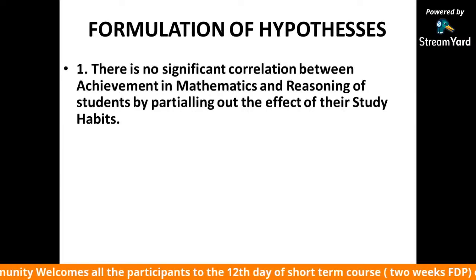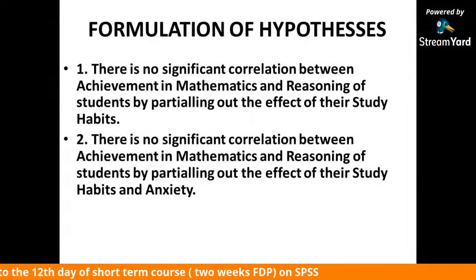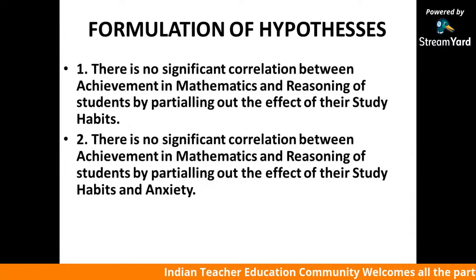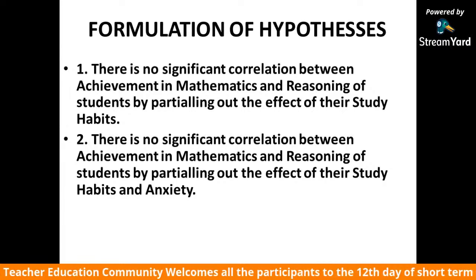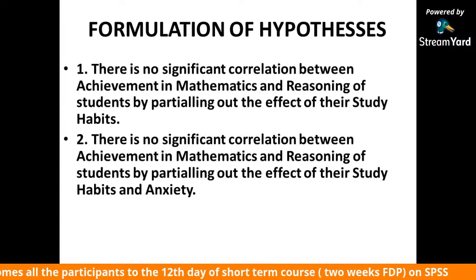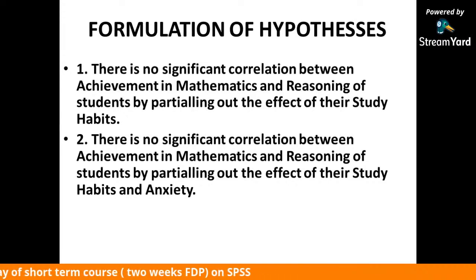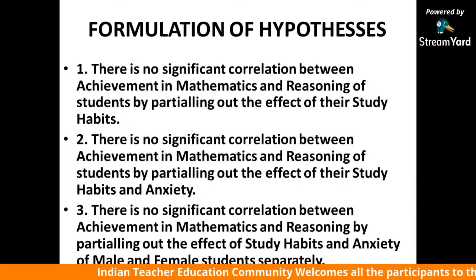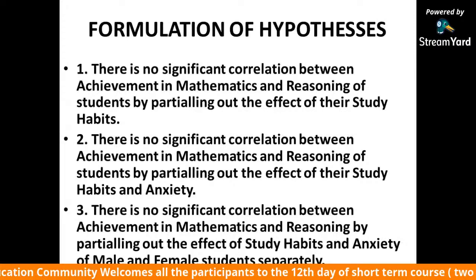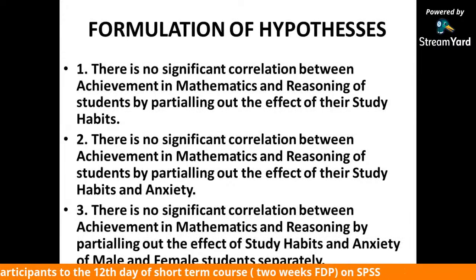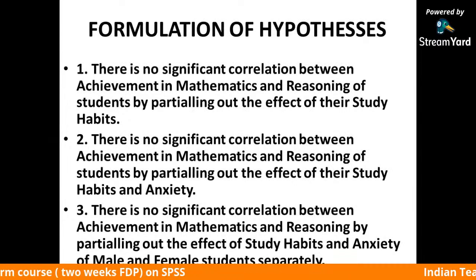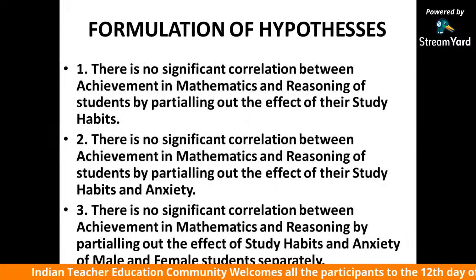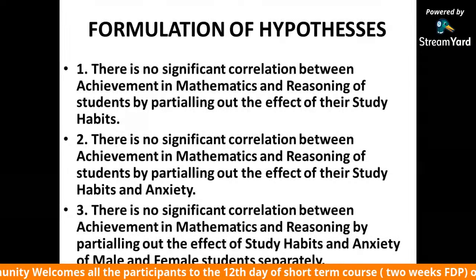And when I say "their", it means the students. Next is: there is no significant correlation between achievement in mathematics and reasoning of students by parceling out the effect of their study habits and anxiety. Okay, this is what the second objective was, and just replace and do this. For the third objective, the hypothesis, and all these hypotheses, I am formulating in the null form. And these are statistical hypotheses, because I'm using statistical words like correlation. So in each one you see the correlation, and when I'm saying partialing out, the technique which you use is partial correlation.